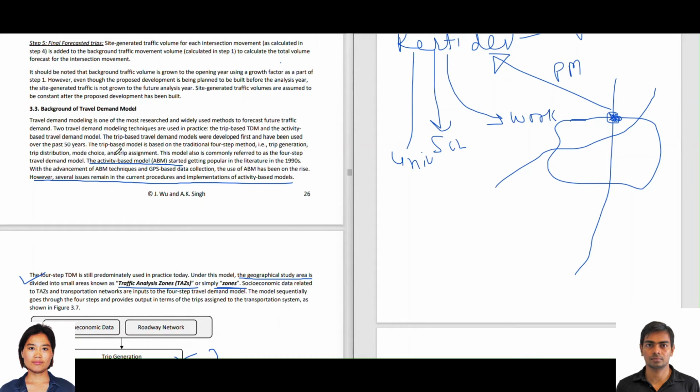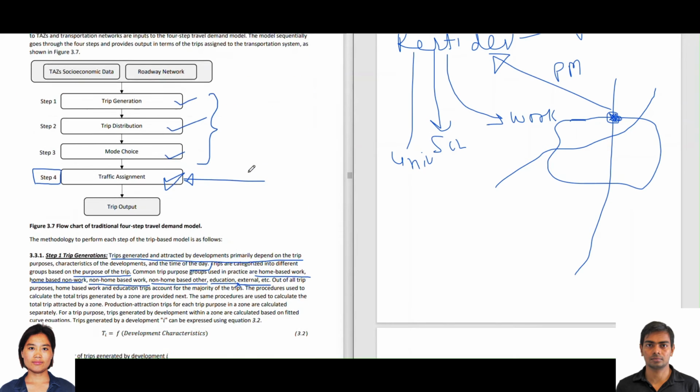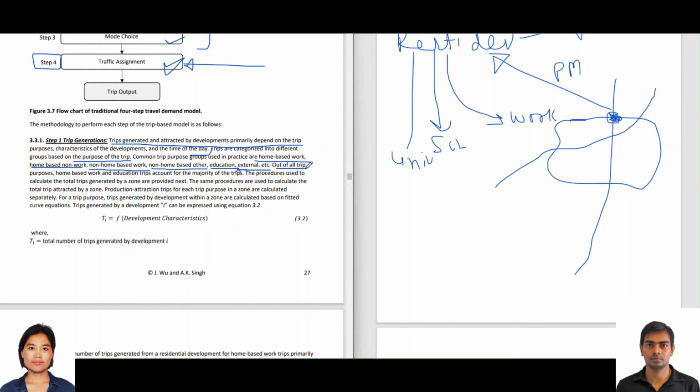home-based work and education. So that's a very important statement to remember. Out of all trip purposes, home-based work and education trips account for the majority of trips. Based on my experience, they account for more than 90% of trips. Apart from the external trips, which are pretty big compared to zonal trips, for the other trip purposes, home-based work and education trips account for the majority of trips.